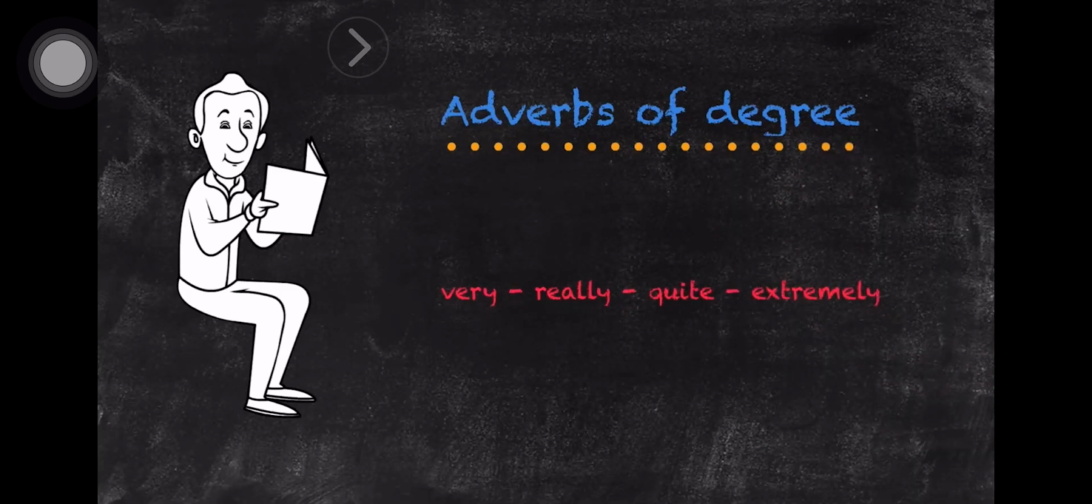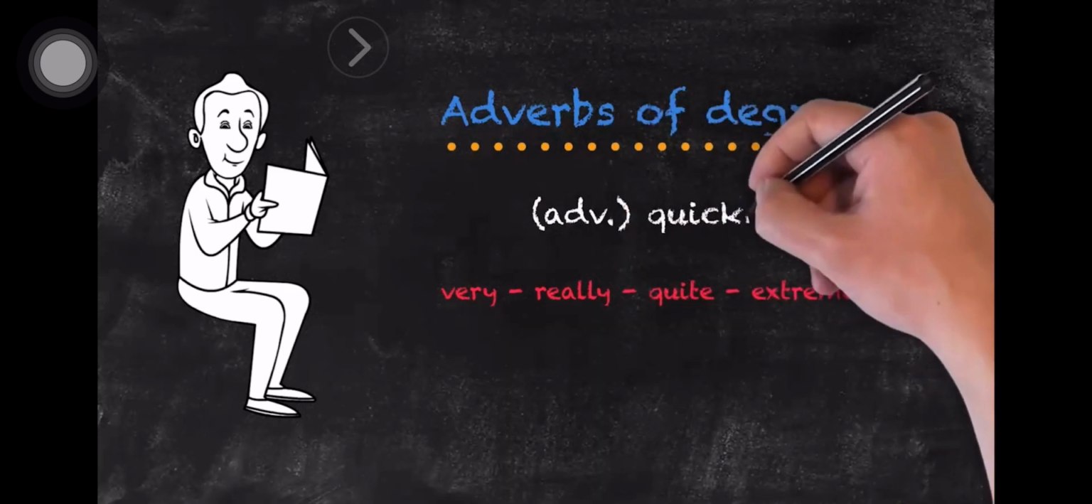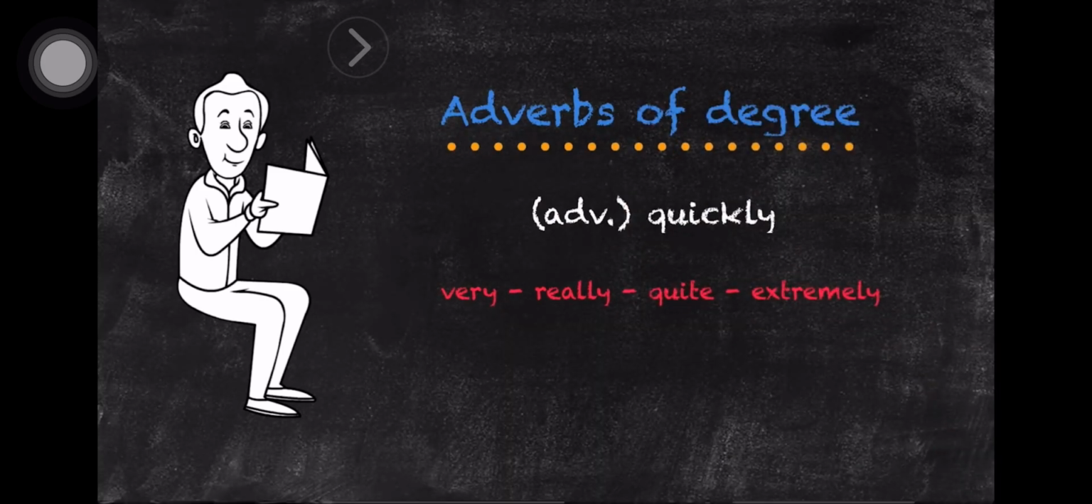Now, for other adverbs, we could use the adverb quickly. He ran very quickly. She ran really quickly. They ran quite quickly. Or he ran extremely quickly.